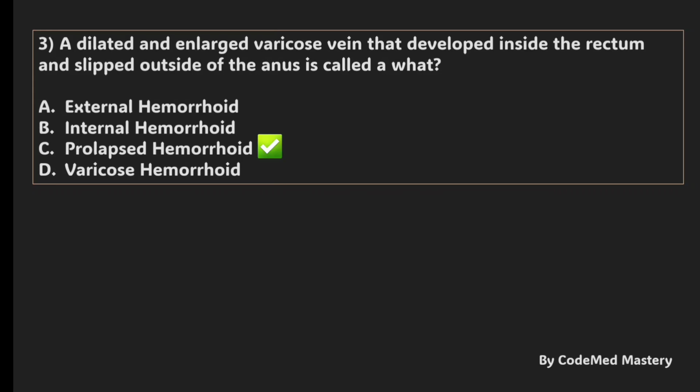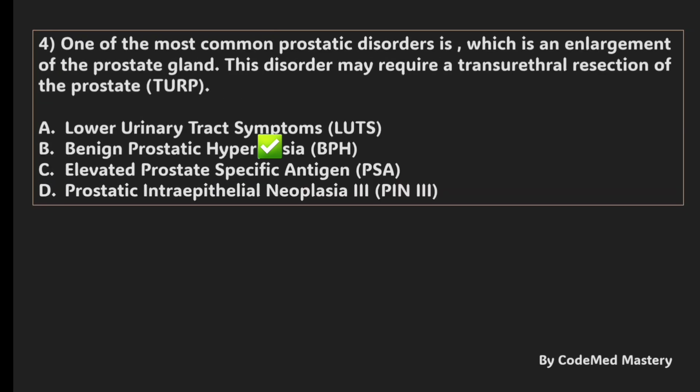Prolapsed hemorrhoid. A dilated enlarged varicose vein that developed inside the rectum and slipped outside of the anus is called a prolapsed hemorrhoid. An external hemorrhoid is one that occurs on the outside of the rectum. An internal hemorrhoid occurs inside the rectum and is still inside the rectum. A prolapsed hemorrhoid has slipped from the inside of the rectum to the outside. Therefore, the right answer is option C. Next question.